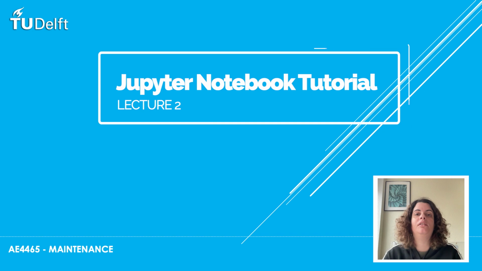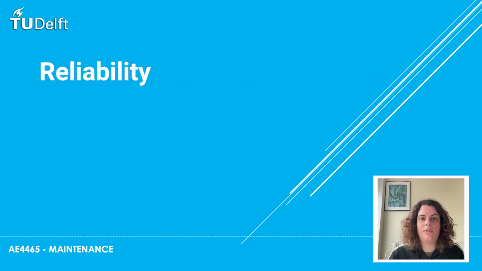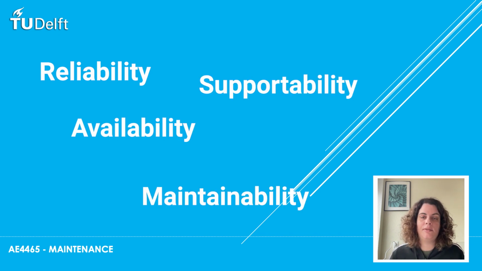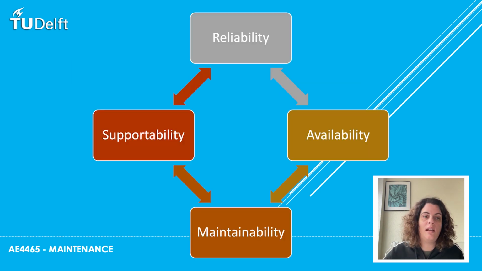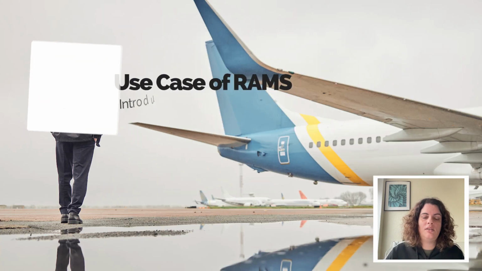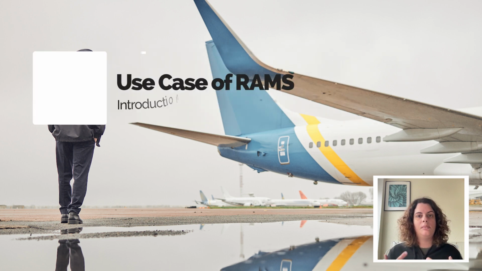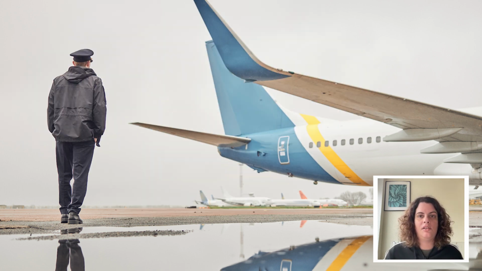Welcome to a short tutorial of Lecture 2 about RAMS analysis. RAMS analysis stands for reliability, availability, maintainability, and supportability, and these are the 4 dimensions in which we traditionally evaluate the maintenance processes. So, consider that you have a use case that was provided by an airline, and they want you to calculate measures or metrics or indicators that allow them to understand better their maintenance processes, their limitations, and how to improve their performance in the future.